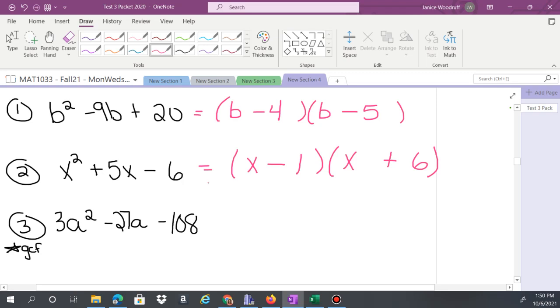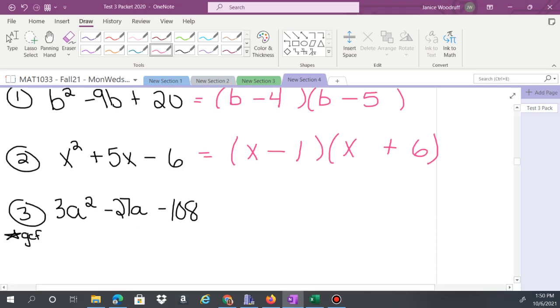Yes? It does not matter which one you put first, as long as the plus sign is with the correct number and the minus sign is with the correct number. So if you did x plus 6, x minus 1, that's fine. But you couldn't do x minus 6, x plus 1. So, good question.